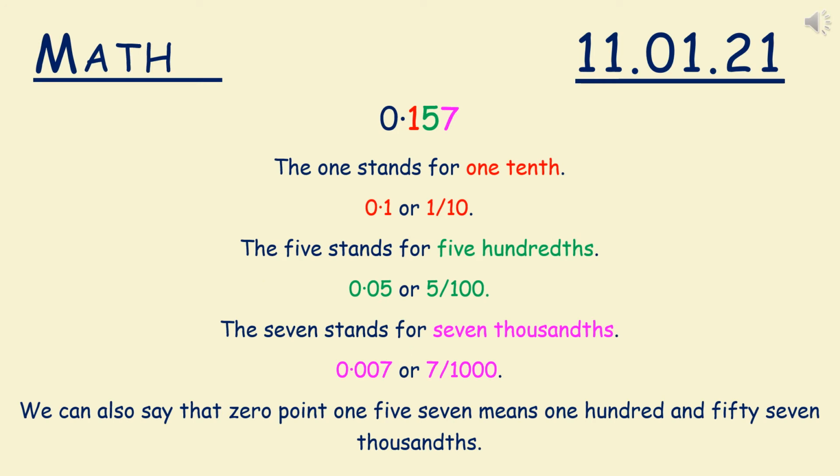I'm going to start with the smallest number again, 0.157. The 1 stands for 1/10. The 5 stands for 5/100ths, and the 7 stands for 7/1000ths. We can also say that 0.157 means 157/1000ths.